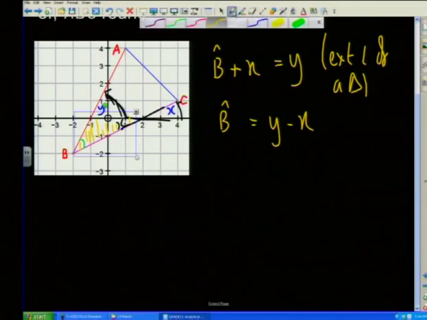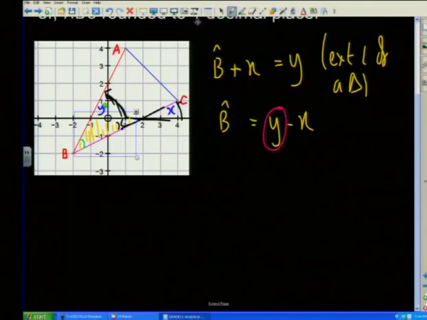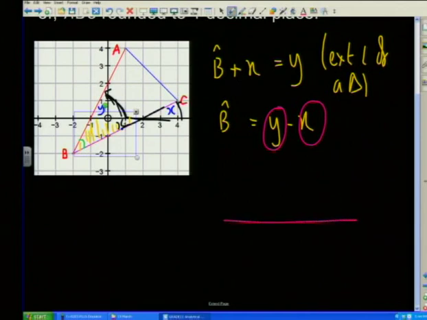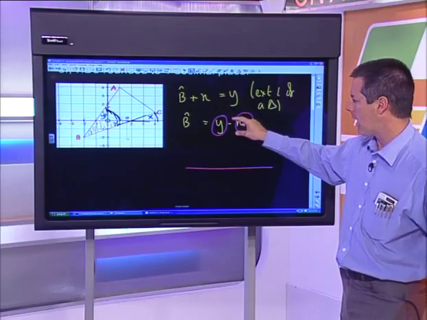And so now I've given myself a target. Now I know that I need to try and find out, well, what is angle Y and what is angle X? Because if I can find those two angles, well, then I've got it. So I'm going to leave some space and I'm going to try and find angle Y.